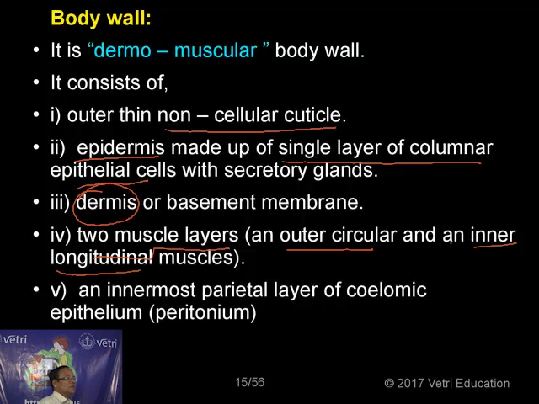Now internally, the longitudinal muscle, the innermost layer, is lined with coelomic epithelium forming the peritoneum. It is called peritoneum because the coelomic cavity is otherwise called the peritoneal cavity. So the innermost layer is formed of coelomic epithelium. Normally the coelomic epithelium is formed of squamous epithelial cells.